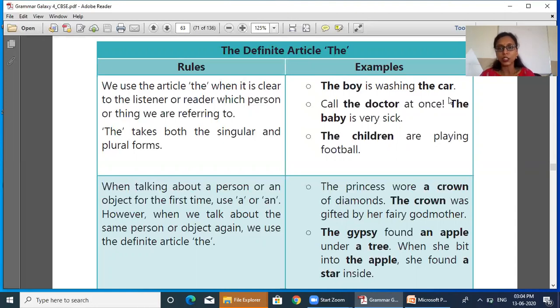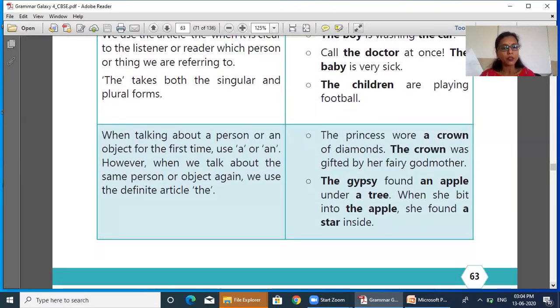The boy is washing the car. That means we understand here that the reader knows about which boy we are talking. Okay, or he or she knows the car which we are talking about. Okay, now, call the doctor at once, the baby is sick. So here the doctor and the baby both are definite ones, specific ones. The children are playing football. The children, we are talking about the particular children who are playing football. Understood the rule?